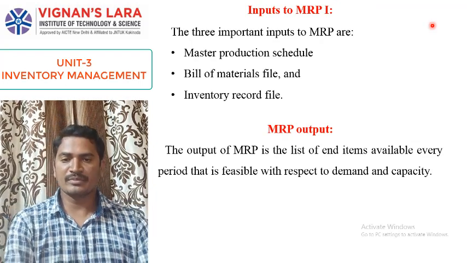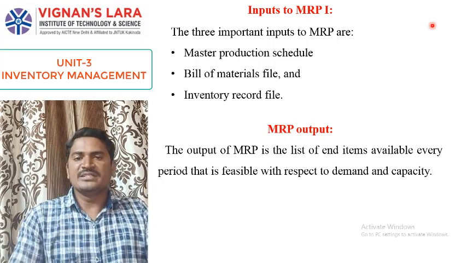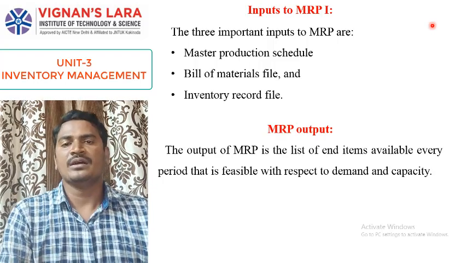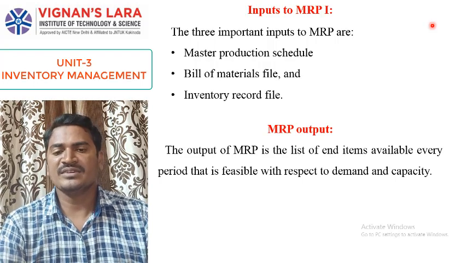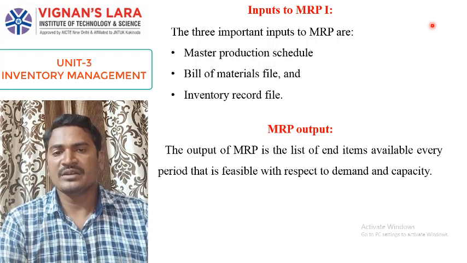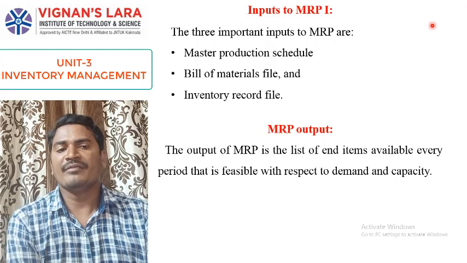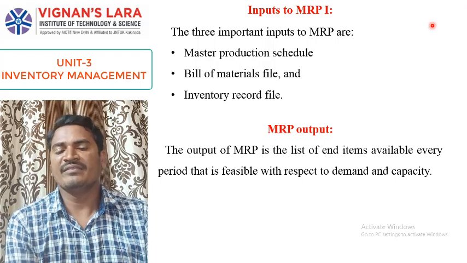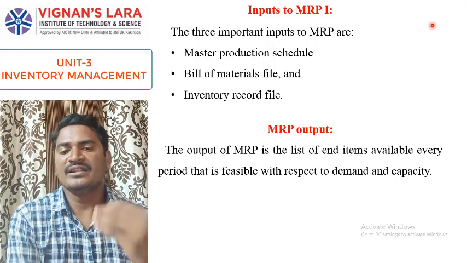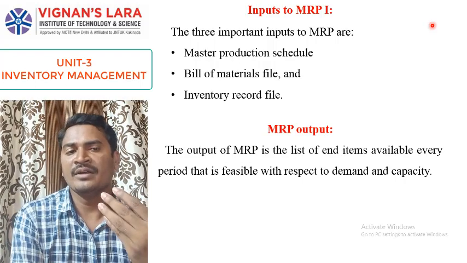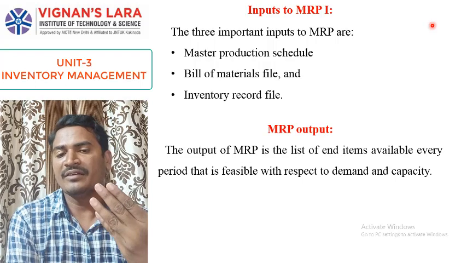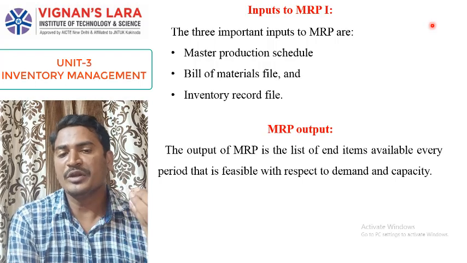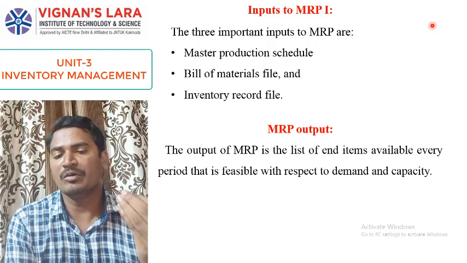Next, coming to the inputs of material requirement planning, majorly we require three inputs. The first one is the master production schedule, the second one is the bill of material files, and the third one is the inventory record file. We are going to discuss these one by one. Before that, first we are going to know about the material requirement planning output.